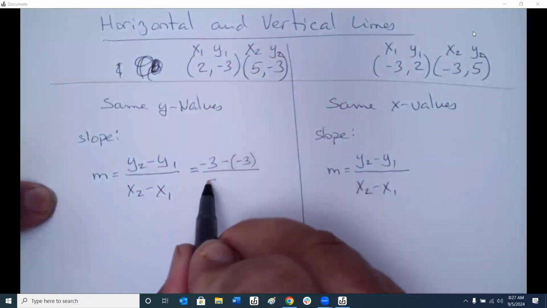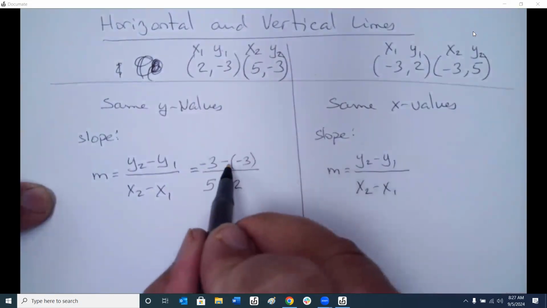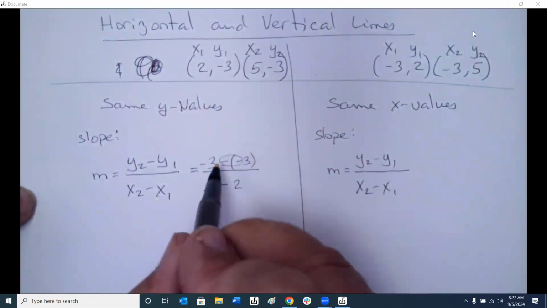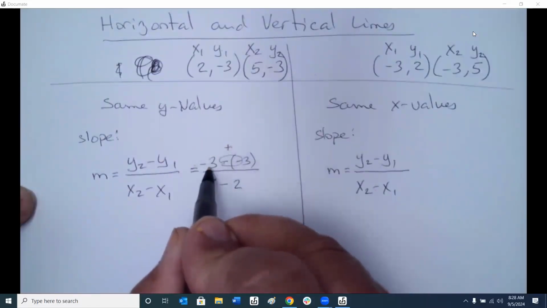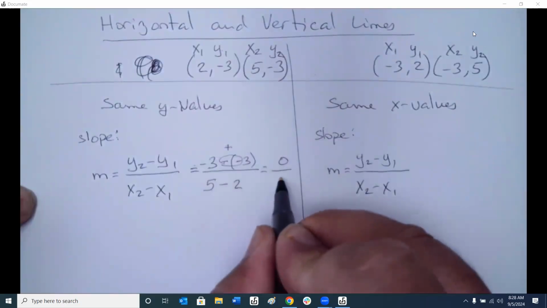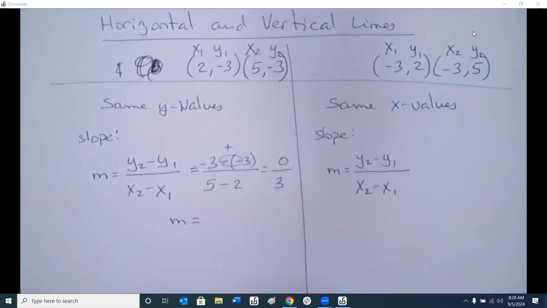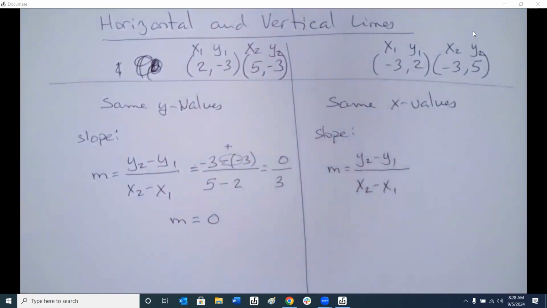x2 minus x1. So we have two signs together. That's a multiplication. Negative times negative is positive, so -3 plus 3 equals what? 5 minus 2. So the slope is 0. 0 divided by 3 is 0. This is going to be important. Let's look at this other side.